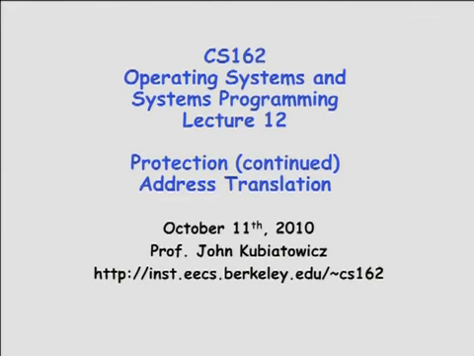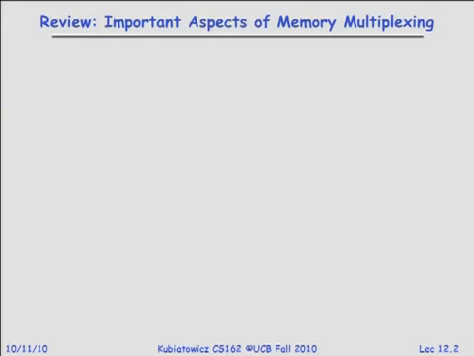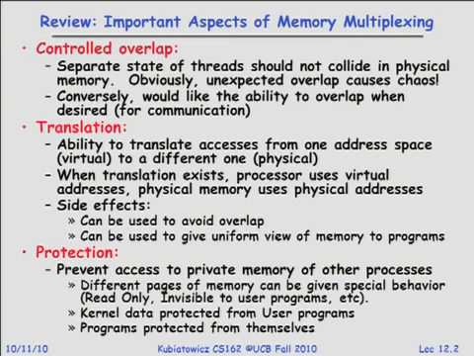Welcome back. So we were talking about protection last time, and we started out by talking about multiplexing of memory resources. And we identified at least three goals of trying to multiplex memory resources in particular. One of them was controlling the overlap specifically so that when we don't want to reuse memory, we don't, and when we want two threads or processes to share memory, they can. That was one desirable aspect.